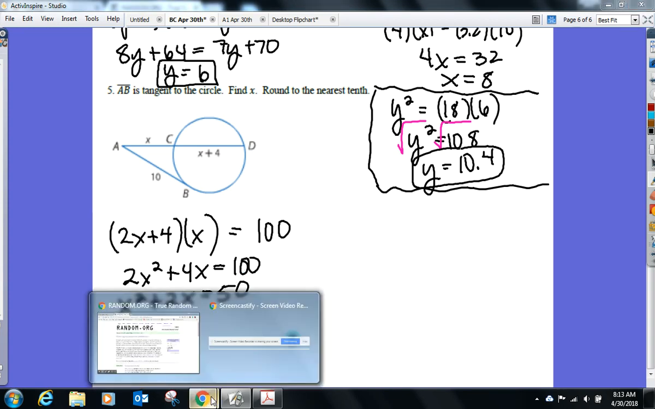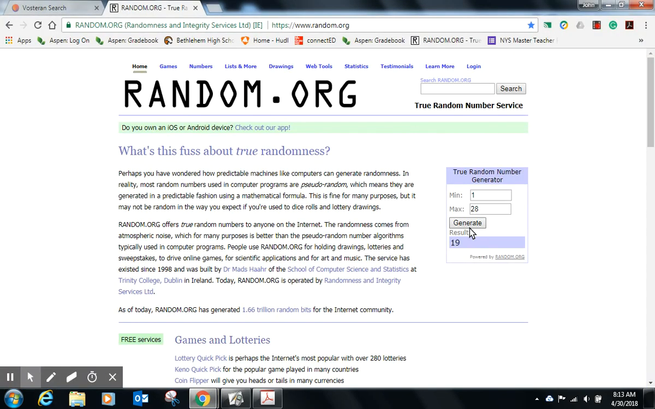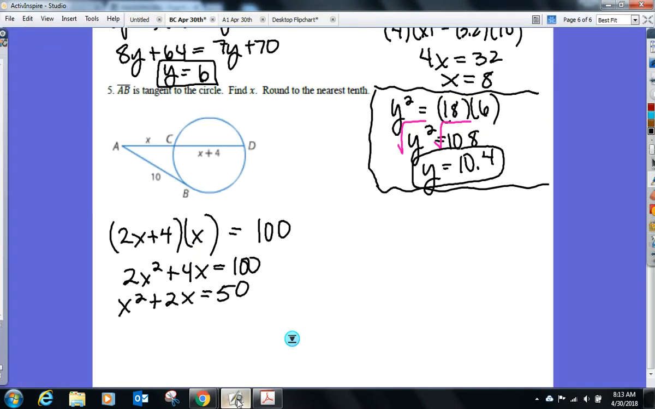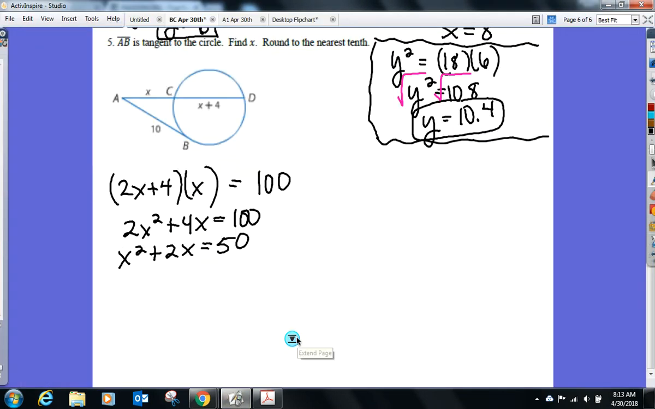Next move. 19. So I do have an x squared here. You got it. Let me know when you get those two numbers that multiply to 50 and add to 2. Let me know. Still waiting. Anybody finding them? Because you can't.